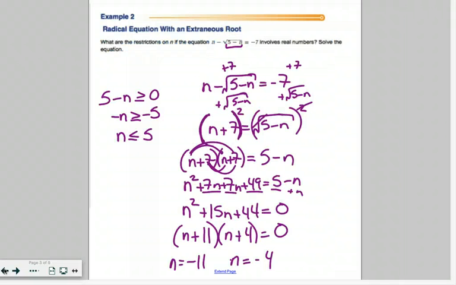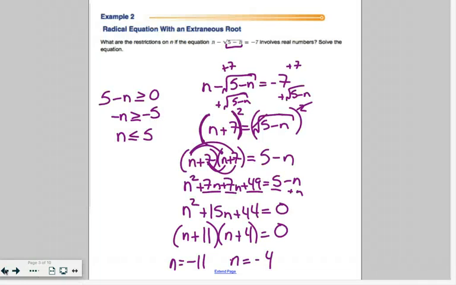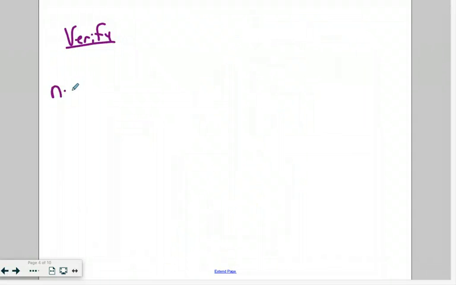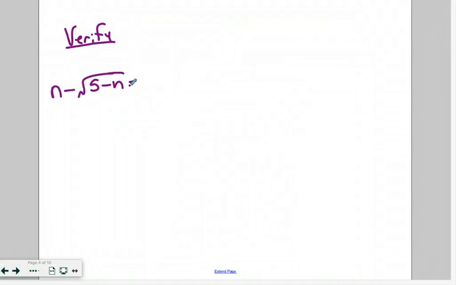And we'll create a new page to do that. So our original equation again, so what we're going to do here is do a verification. And the original equation was n minus root 5 minus n is equal to negative 7. So we're going to start with one of our options, which was n equal to negative 11. So we're going to plug negative 11 in everywhere we see an n in the original equation, and we're going to check to see if that works out for us.